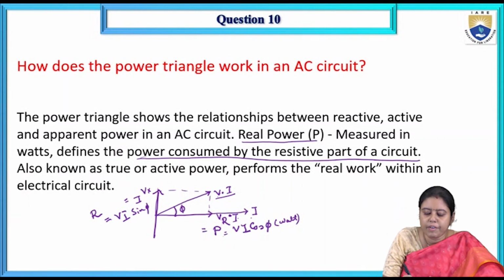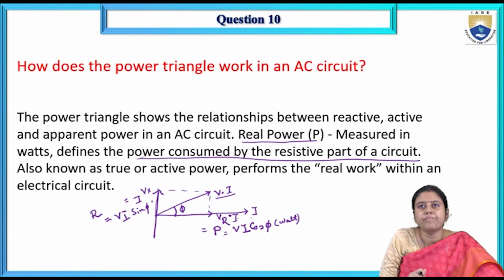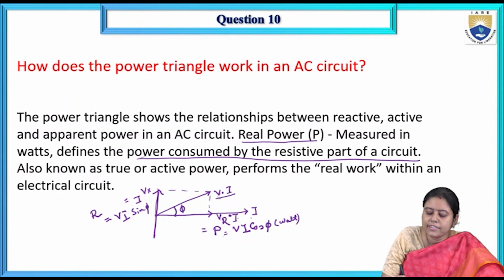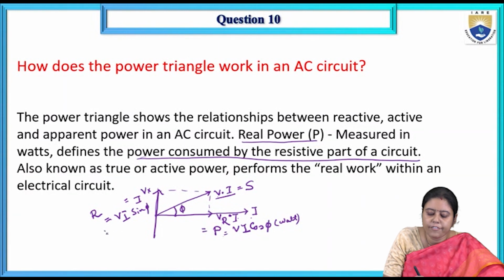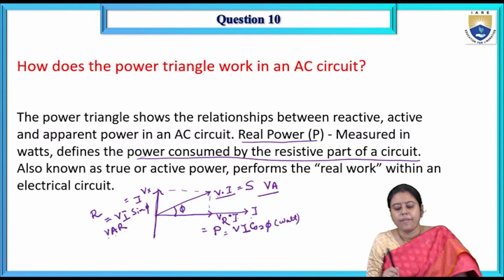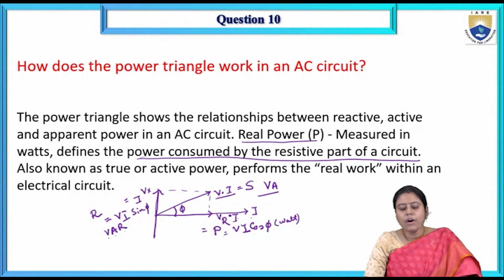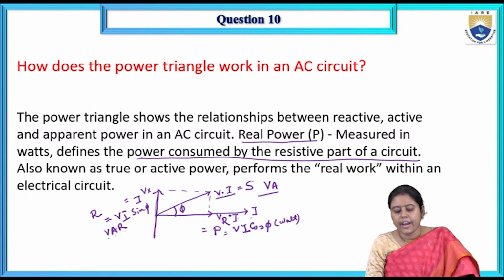Another part is the reactive power, which is measured in the reactive part. This is the resistive part, and this is the reactive part of the circuit. And what is the apparent power? What is the unit of reactive power? VAR, volt ampere reactive. And this is called the apparent power, and it is written with VA. So one is the real power, one is called the reactive power, and another one is called the apparent power or total power.